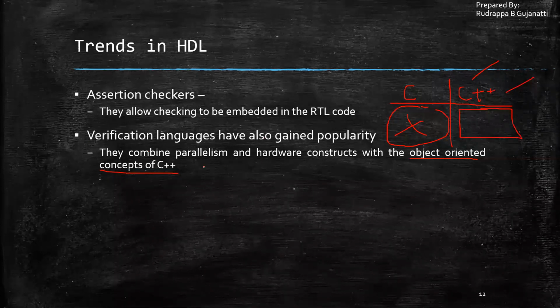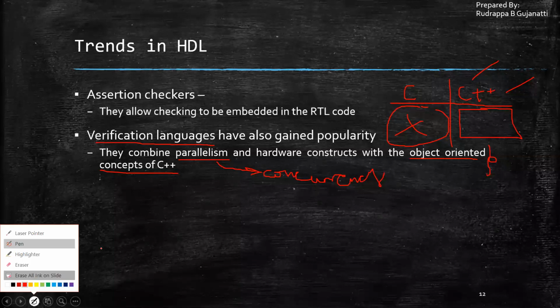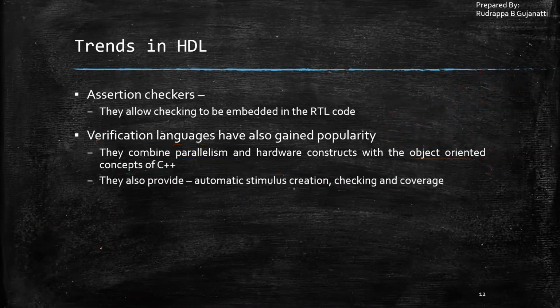So that is what came into existence, that is, verification languages, which basically combine the object oriented concepts with parallelism or concurrency, which we had discussed in previous sessions. So concurrency combined with the object oriented concepts is again what makes HDL still stronger. So these are just a few things which are trending in HDL.